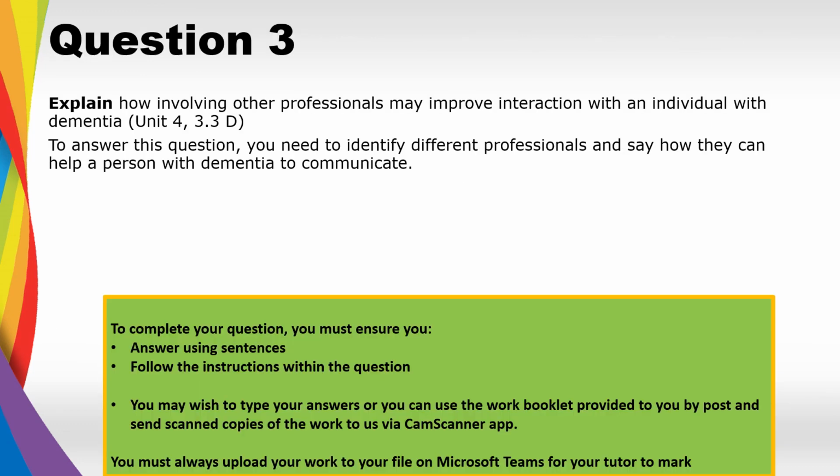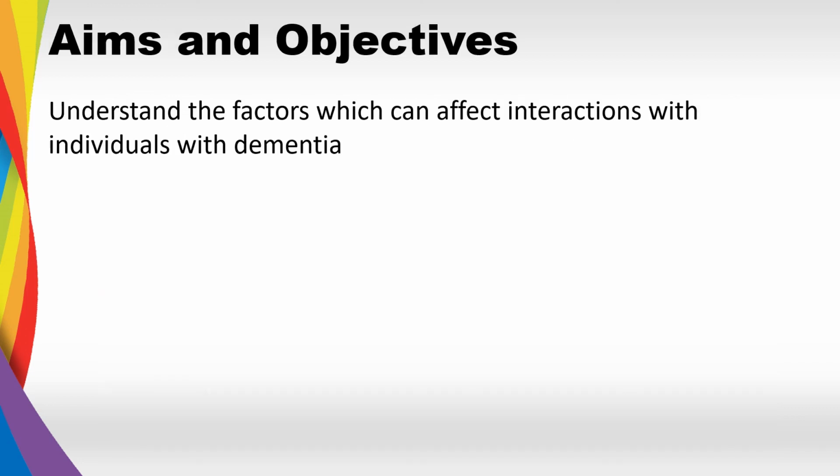And question 3 is asking you to explain how involving other professionals may improve interaction with an individual with dementia. To answer this question, you need to identify the different professionals and say how they can help a person with dementia to communicate. And now you've come to the end of the session, you should be able to understand the factors which can affect interactions with individuals with dementia.